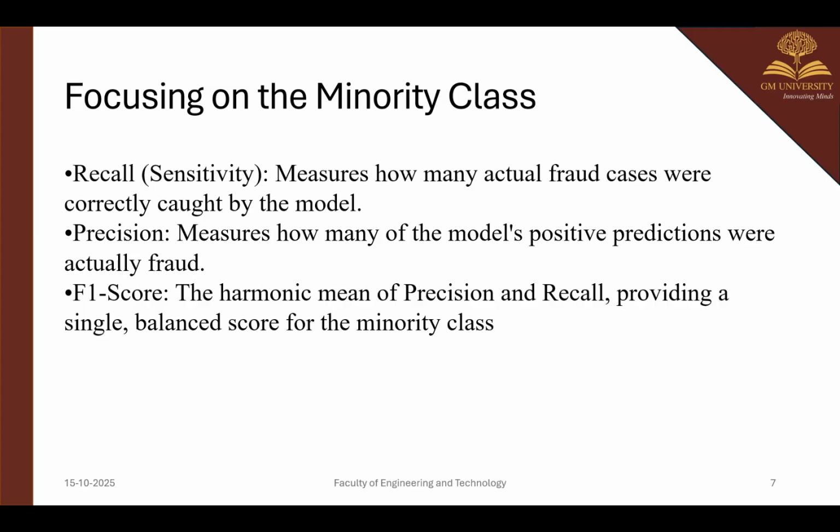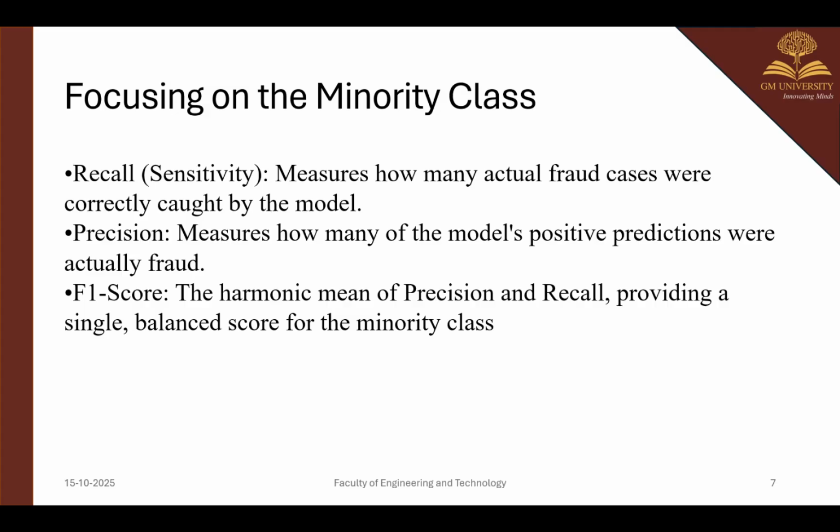Recall measures how many actual fraud cases were correctly identified. Precision measures how many of the model's positive predictions were actually fraud. Then the F1 score is the harmonic mean of precision and recall. So these are the two factors, recall and precision.